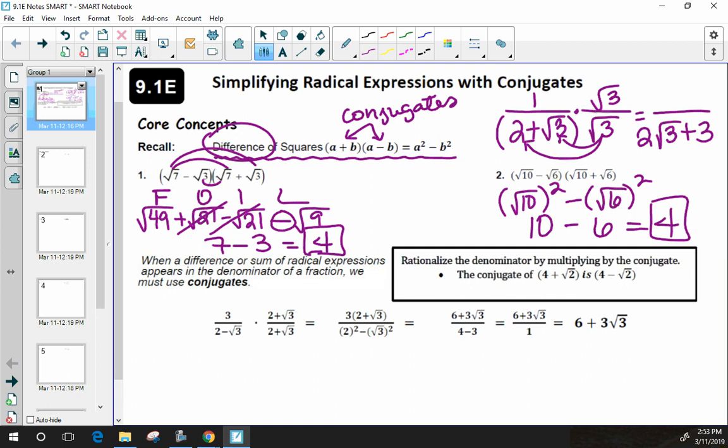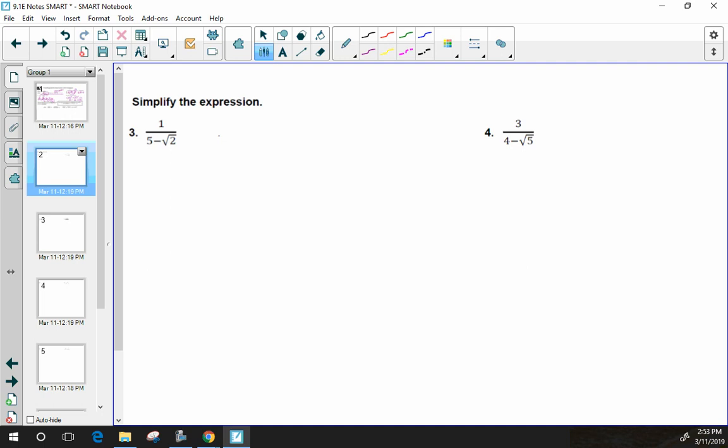Okay, so let's try number 3. It says simplify the expression. We can look around and make sure there's nothing that can be reduced or perfect squares in the radical, but I think we're ready to roll here, right? Really, all that's left to do is get rid of that square root of 2.